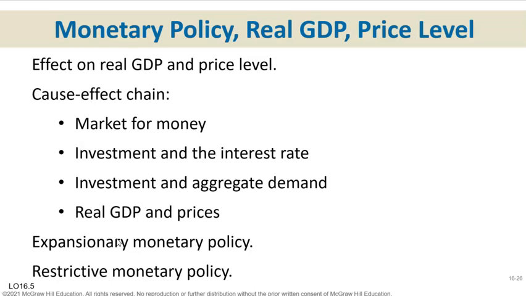For the main gist, you want to know that expansionary monetary policy means that the Federal Reserve is increasing the money supply. This is going to increase aggregate demand, which increases GDP and the price level. If the Federal Reserve is using restrictive monetary policy, that means they are decreasing the money supply. This will decrease aggregate demand and in effect will decrease real GDP and the price level.